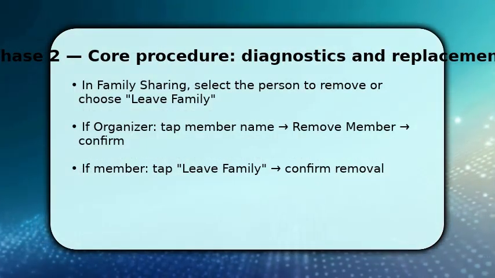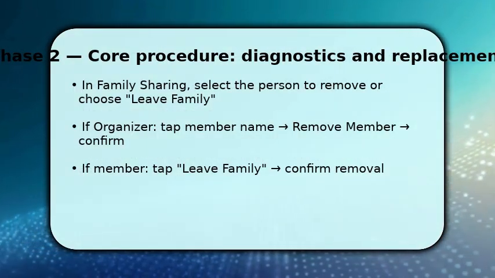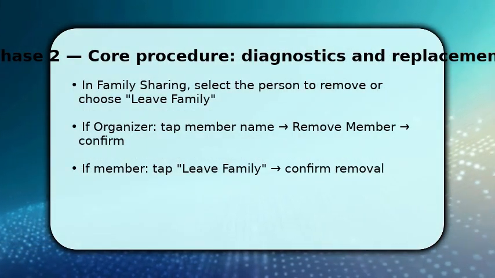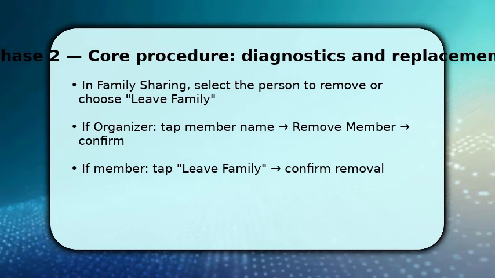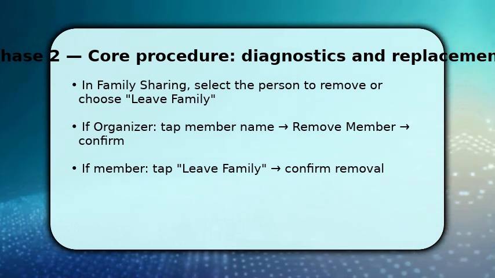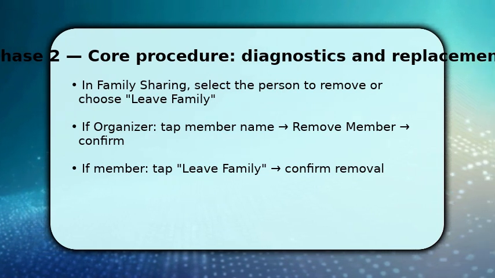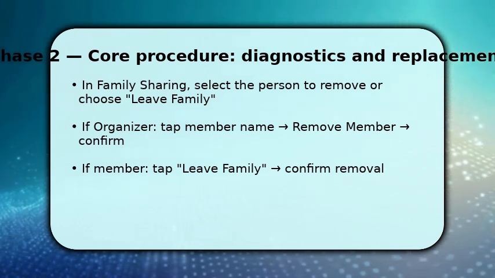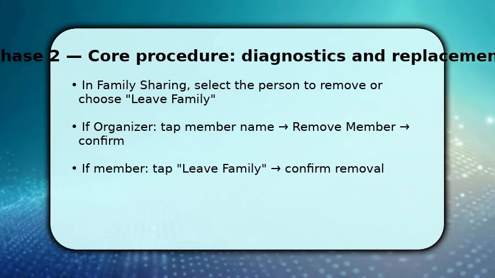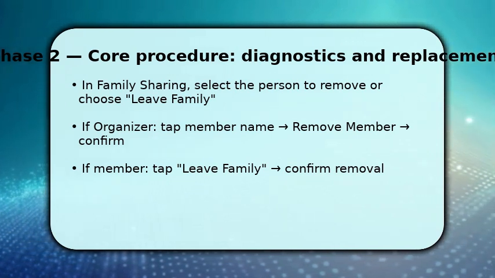You now perform the core action. If you're the organizer, tap the family member, choose Remove Member, and confirm. This stops their shared purchases and subscriptions. If you're a member, scroll to the bottom and tap Leave Family, then confirm. This ends shared Apple Music, iCloud storage access, and location sharing.